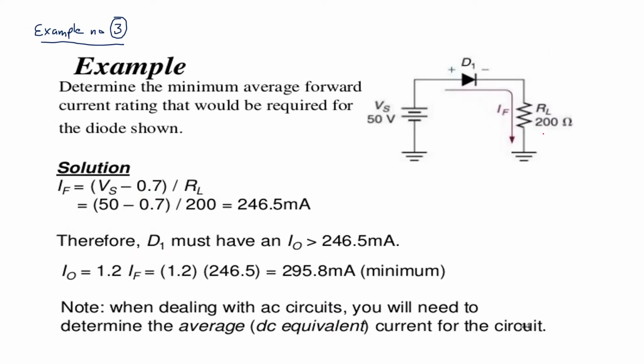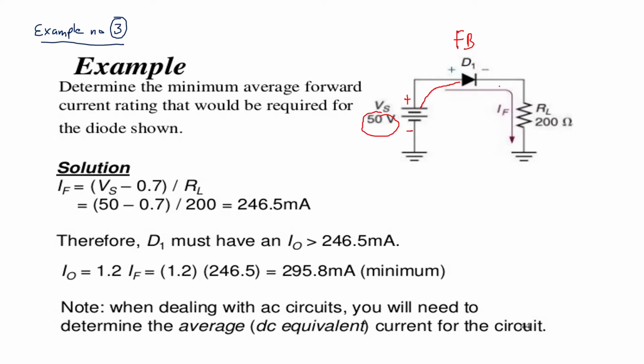Example number 3. Determine the minimum average forward current rating that would be required for the diode shown. Now we want to know what should be the forward current IF. So here in the circuit we see that the applied voltage is 50 volt. The main voltage applied is 50 volt. Because the positive terminal of the voltage is connected to the anode of the diode, and the negative to the ground, it is forward bias.